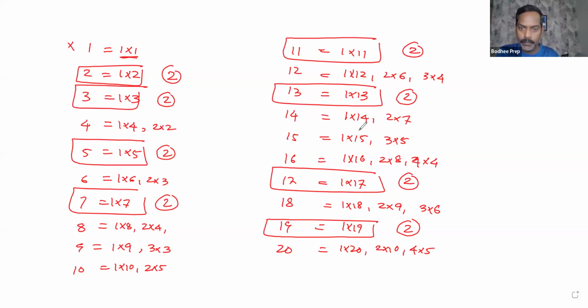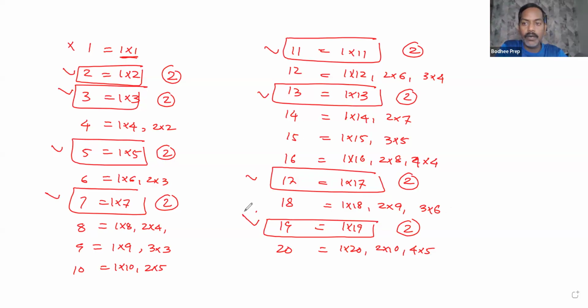For 14, 4 different factors. For 15, 4 different factors. For 16, 1, 2, 4, 8, and 16. 5 different factors, I would say. For 18, 1, 2, 3, 6, 9, and 18. 6 different factors. For 20, 1, 2, 4, 5, 10, and 20. Again, 6 different factors. Only in the case of 2, 3, 5, 7, 11, 13, 17, and 19, we are getting the number of factors to be 2.